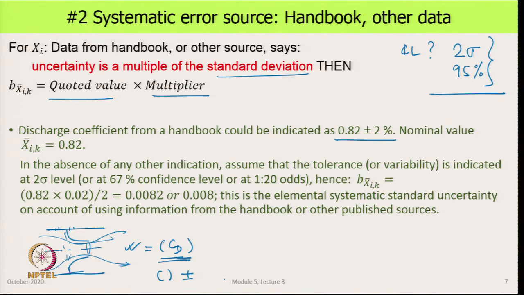Now, we are going to find out the uncertainty related issues. The first thing that this information is telling us is that the nominal value of the discharge coefficient CD is 0.82, which is this number.